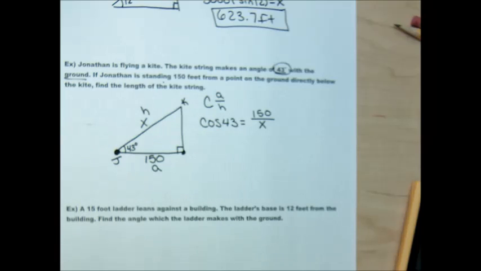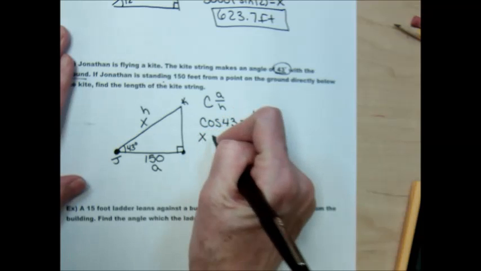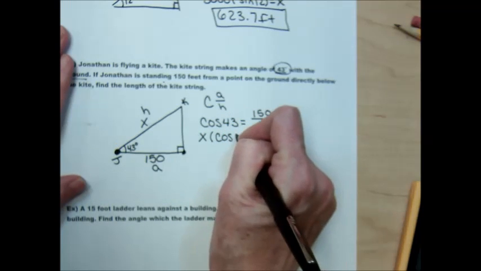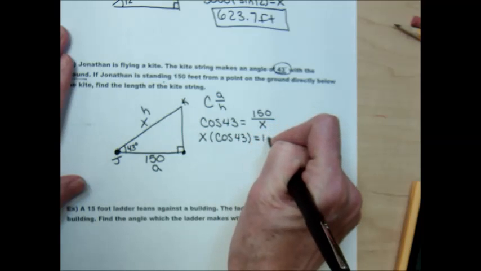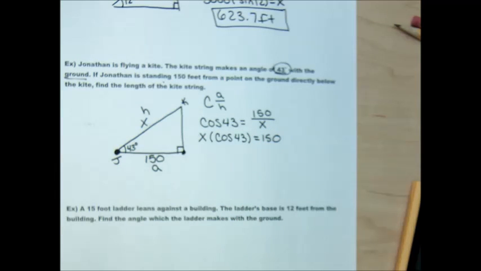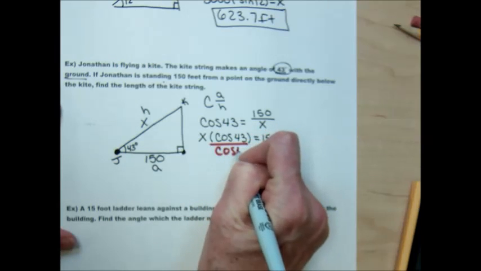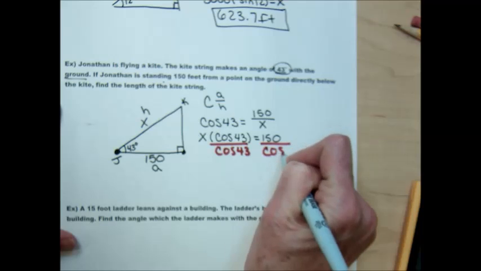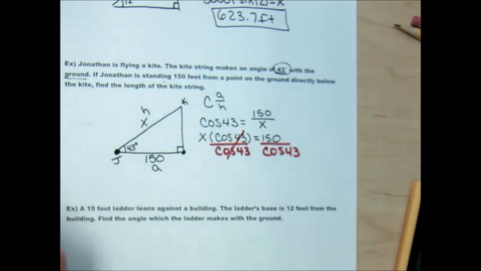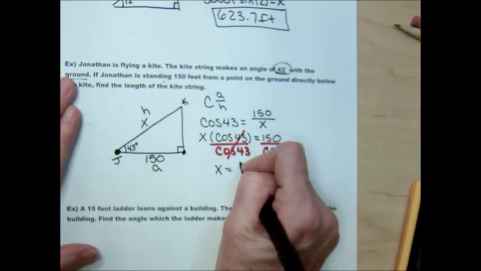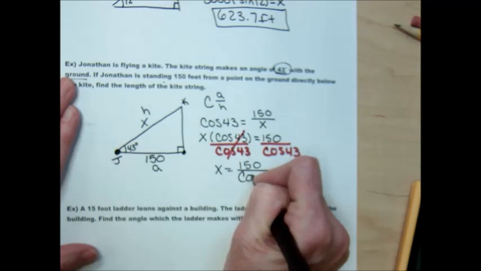Since I have an equation, I'm going to multiply by the denominator. That's what I always do, multiply by the denominator. So x times the cosine of 43 equals 150. What's wrong? Can I do that? I can't multiply x times the cosine of 43. I'm solving for x. So what I want to do now is divide by the cosine of 43 so that I can get x alone, so I can isolate it. So x equals 150 divided by the cosine of 43.